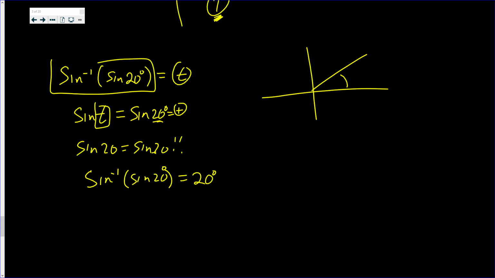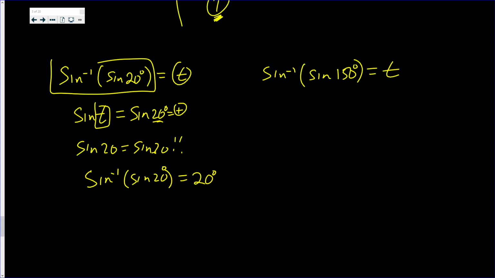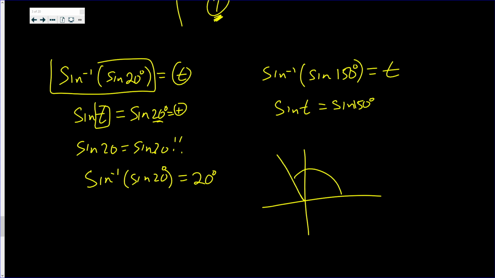What if I asked you, what is the sine inverse of the sine of 150 degrees? Well, let's call this t. This means that the sine of t is equal to the sine of 150 degrees. Well, 150 is in quadrant 2.